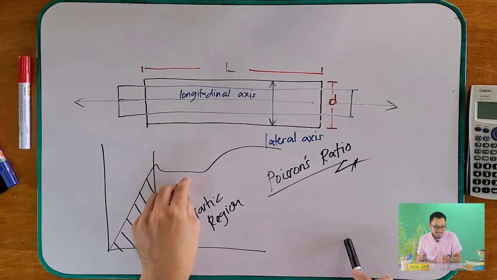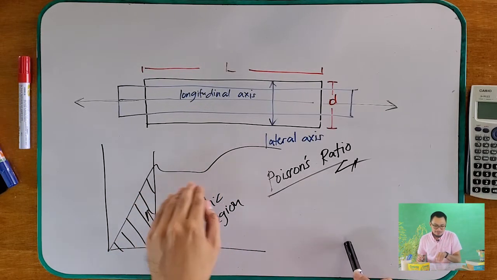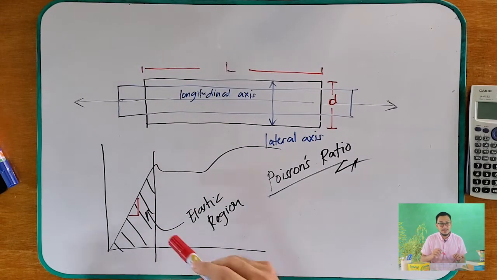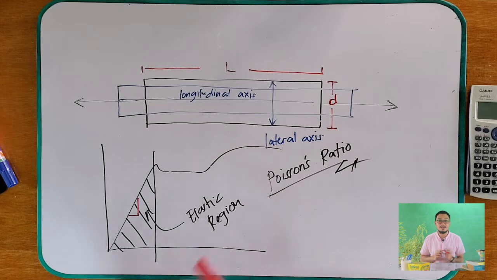Once your stress goes beyond the elastic behavior of the material, then you cannot apply the Poisson's ratio. Just the same as your modulus of elasticity. You cannot apply your modulus of elasticity whenever your material is now in its plastic behavior. Because, again, the modulus of elasticity is basically the slope of this line, and you cannot apply this slope in this curve when it is behaving plastically. So that is when you can apply this Poisson's ratio.